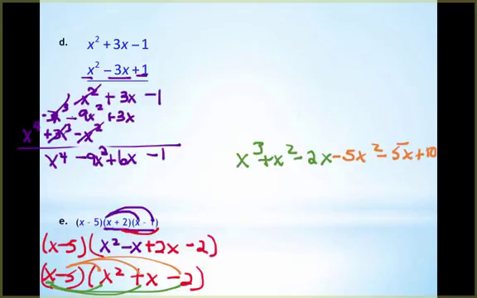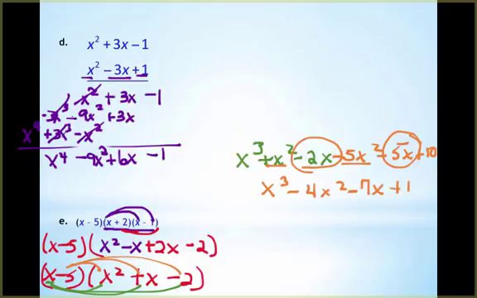And now we can go through and combine like terms. We're going to have x cubed. Our positive x squared and a negative 5x squared is going to give me a negative 4x squared. Our negative 2x and our negative 5x will give me a negative 7x. And then we just bring down our constant of plus 10. And that's our answer.